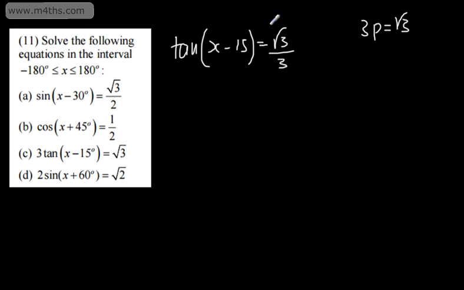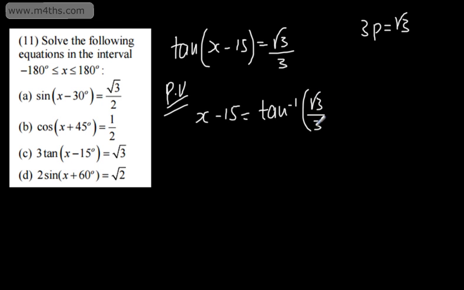Okay, next one, 3 tan of x minus 15 degrees is equal to root 3. If I said now, for example, 3p is equal to root 3, we would divide both sides by 3. That's exactly what we do here. So what I can write is that tan of x minus 15 degrees is equal to root 3 over 3. That's again a nice value. So if we look at principal value, x minus 15 degrees is going to be equal to the inverse tan of root 3 over 3.